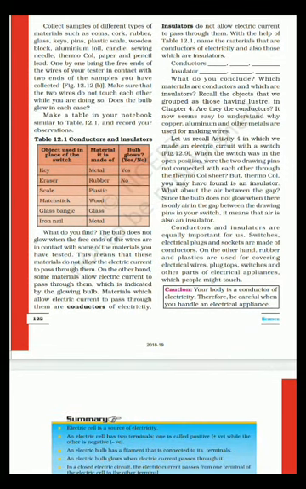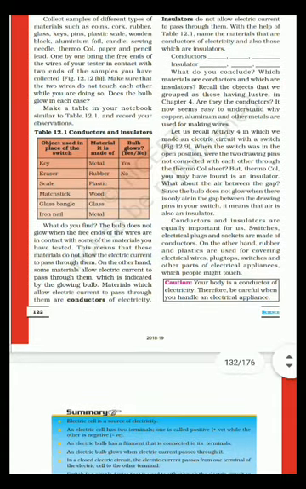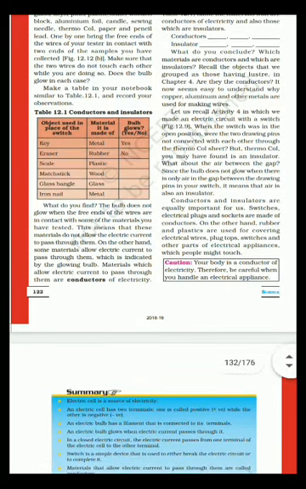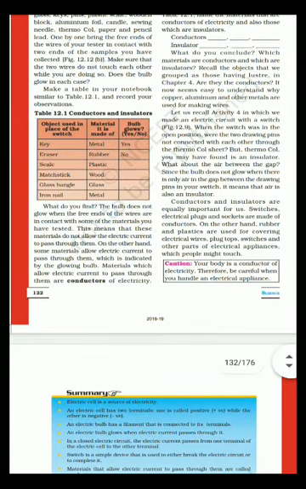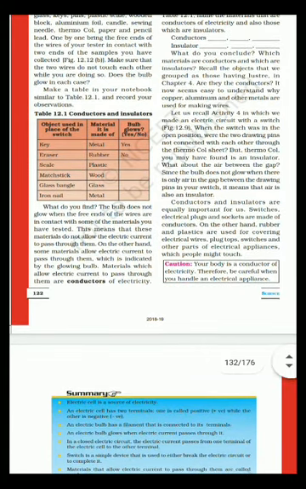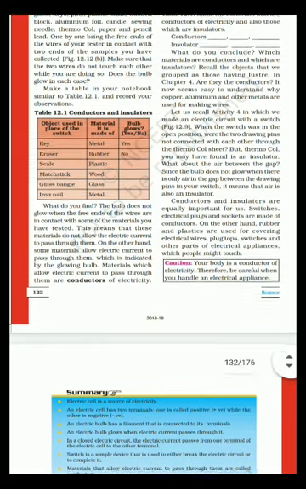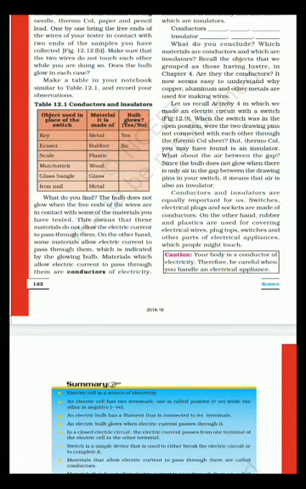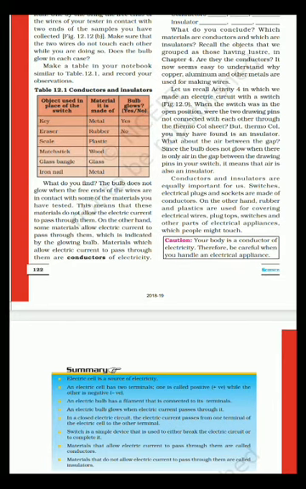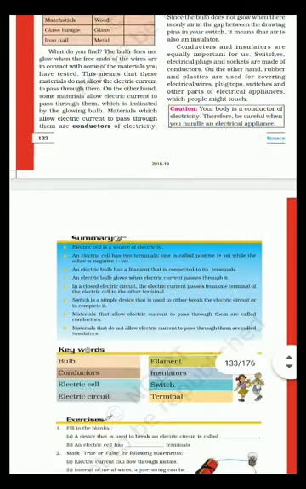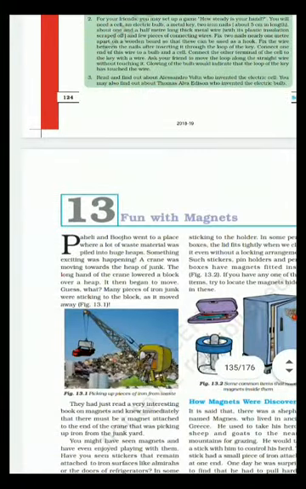Next, conductors and insulators are equally important. Switches, electric plugs and sockets are made of conductors. On the other hand, rubber and plastics are used for covering electric wires, plug tops, switches and other parts of electrical appliances which people might touch. Your body is a conductor of electricity, therefore be careful when you handle an electrical appliance.